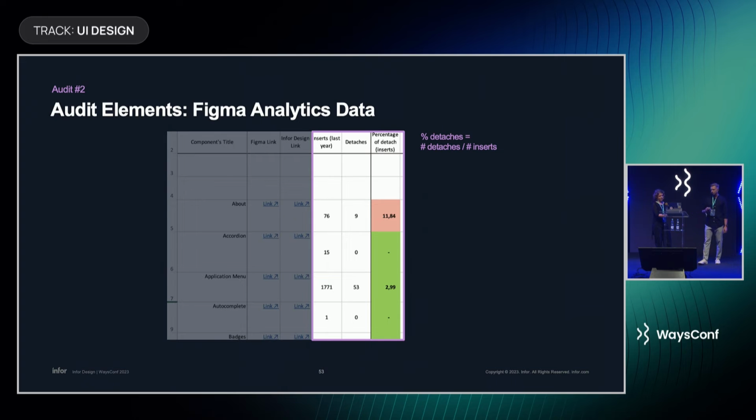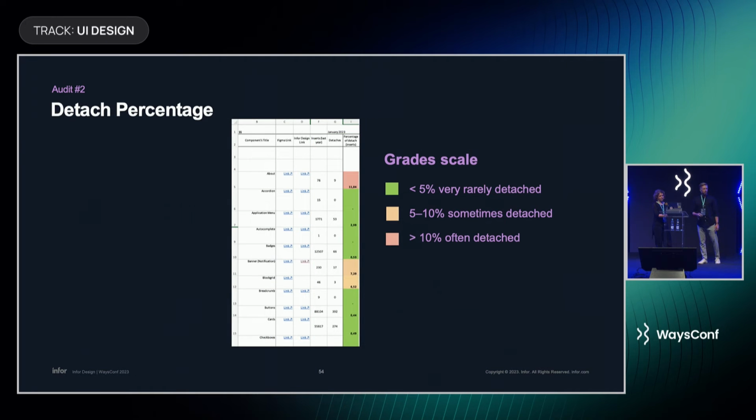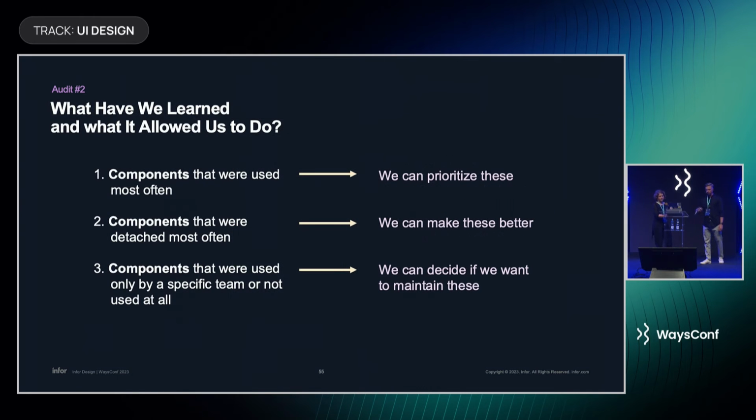Here you can see in the first column inserts for the previous year, 2022, and detaches. And finally, we counted the percentage of detaches to see how often or rarely components are detached. We created a grade scale for that. For us, components with more than 10% detaches are detached too often, and that might be a good place to work on and improve our library. And that was for the previous year.